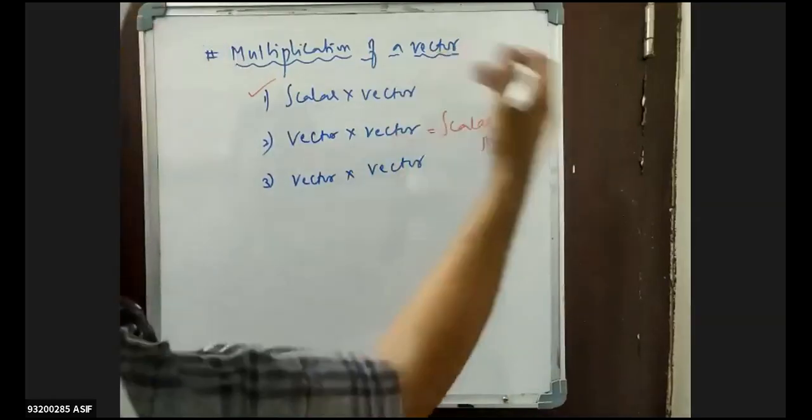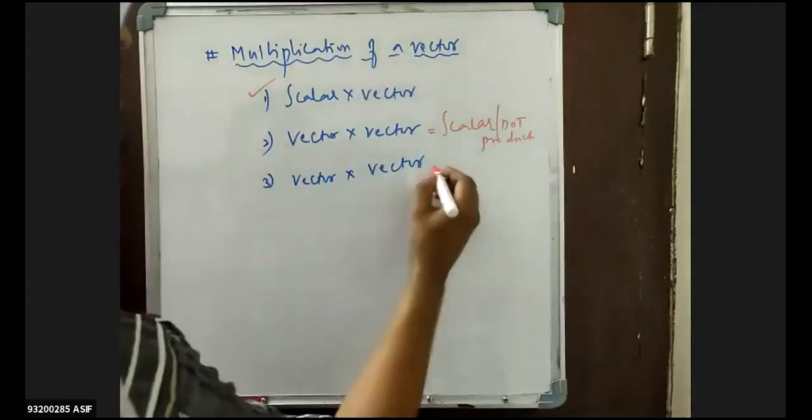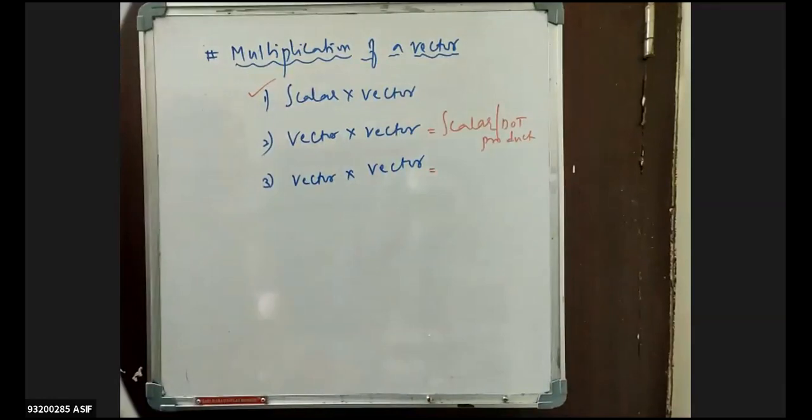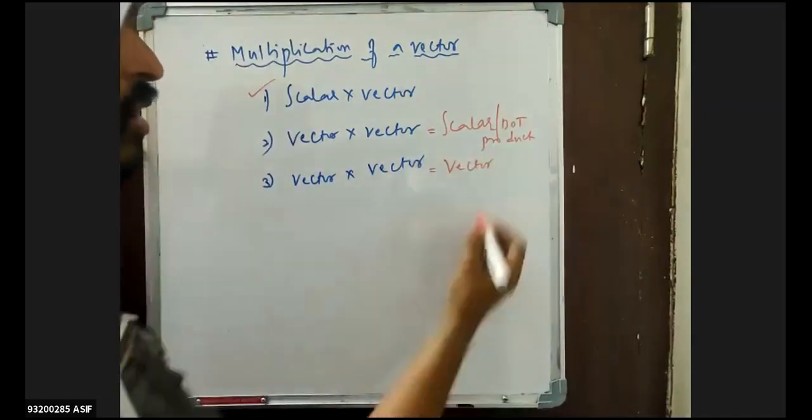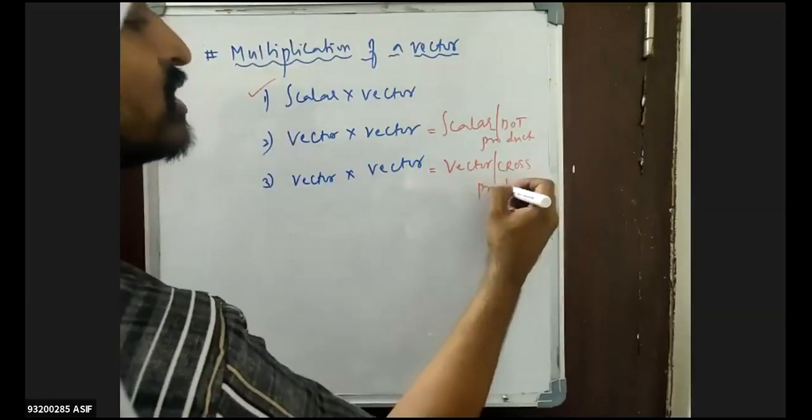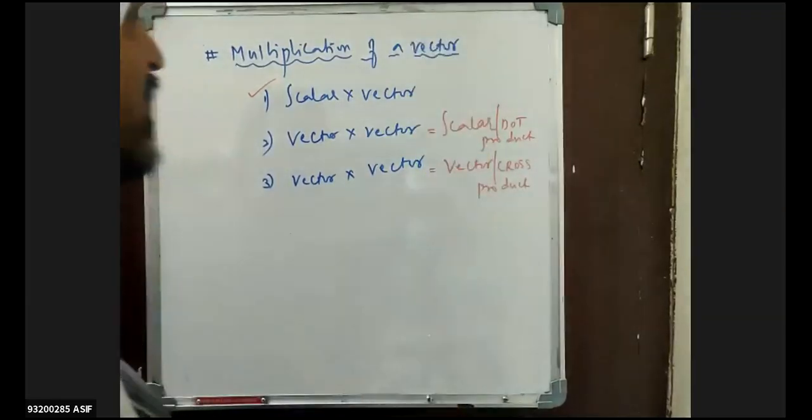A number. If two vectors are multiplied and the resultant is a number, that is called the scalar product, also called the dot product. In the third case, when a vector and a vector are multiplied and you get a vector back, it is known as the vector product, also called the cross product. We will do this in detail later.